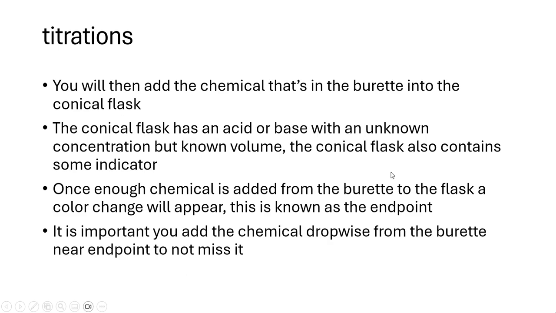So once enough chemical is added from the burette to the flask, a color change will appear. This is known as the endpoint. So that's where neutralization occurs, yeah. It is important you add the chemical dropwise from the burette near the endpoint to not miss it. So you can kind of tell that nothing's gonna happen at the start. So you can add a decent amount, but don't risk it too much. And then when it happens, near the endpoint, you need the exact volume at which it neutralizes. So you need to add it drop by drop. And one of those drops will do it and you'll see the indicator change.